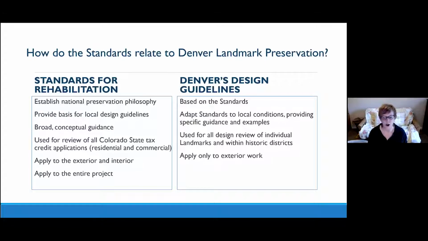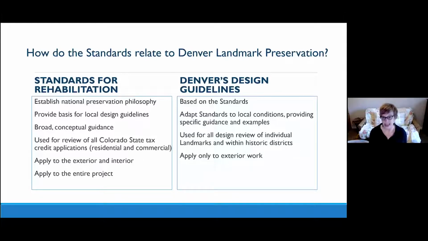So if you are rehabbing the interior of your home, doing some restoration work, and also building an addition, the whole project would have to meet the standards. It's not just whether the work we are doing to restore the fireplace works, but whether everything we are doing on the entire project, the addition and all the other work, meets the standards. So the standards are much more holistic. It's looking at the entire project, not just how you are treating a particular element.